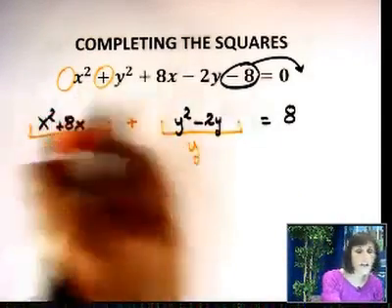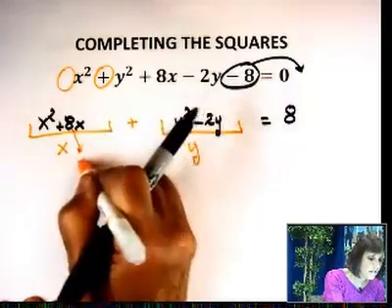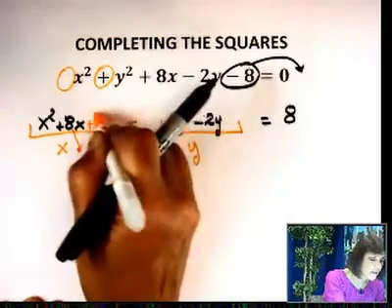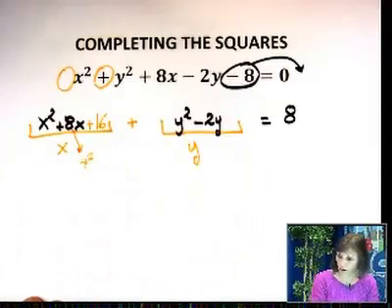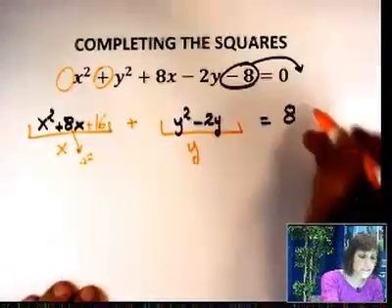Let's complete the squares on x and y separately. Half of 8 is 4. Square it, 16. Alright? I added 16 here. I cannot just do that. I have to add 16 here.